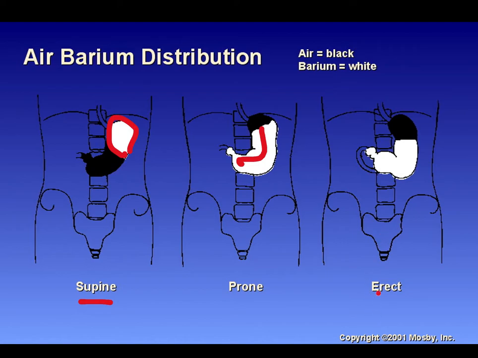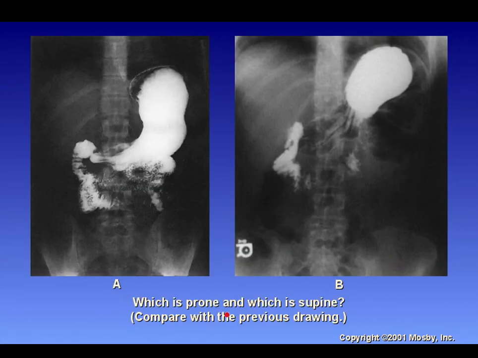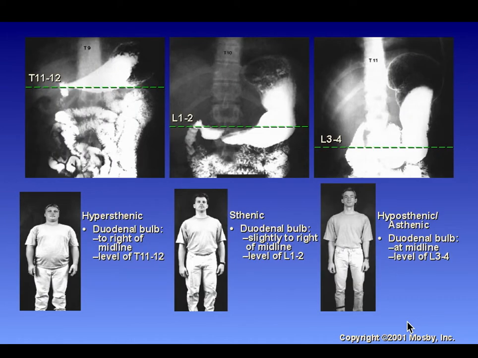going to go. A patient being erect, you're going to see a distinct air fluid line, okay? This one is not a distinct line, and this is not a distinct line here either. So this can also tell you, no matter who is taking the image, if you look at it, you can tell if they were erect or prone or supine, according to the air and the barium distribution. So right here for A and B, once again, we're looking at which is prone, which is supine, compare with the previous drawings. Make sure you review this and you understand it.